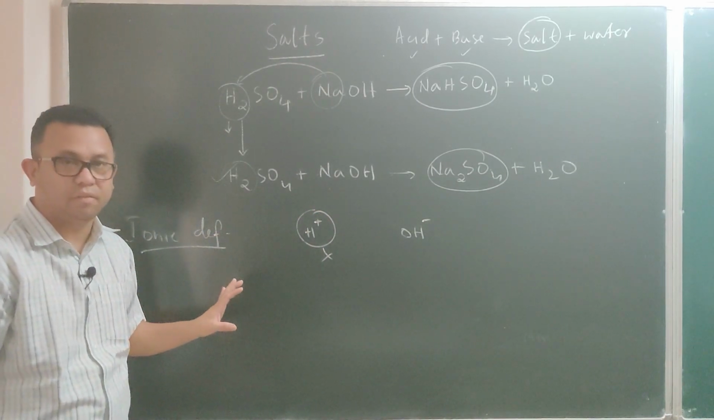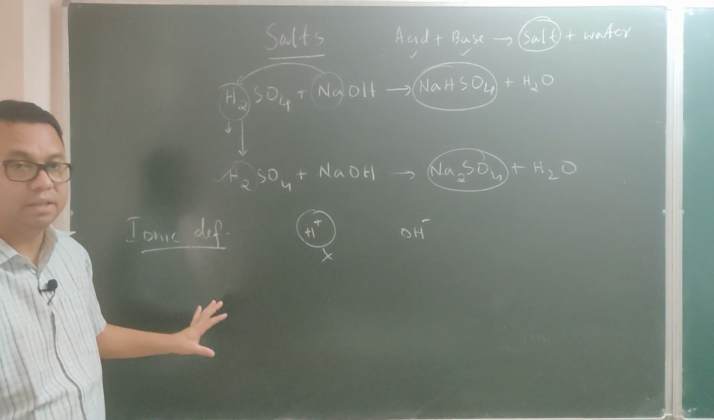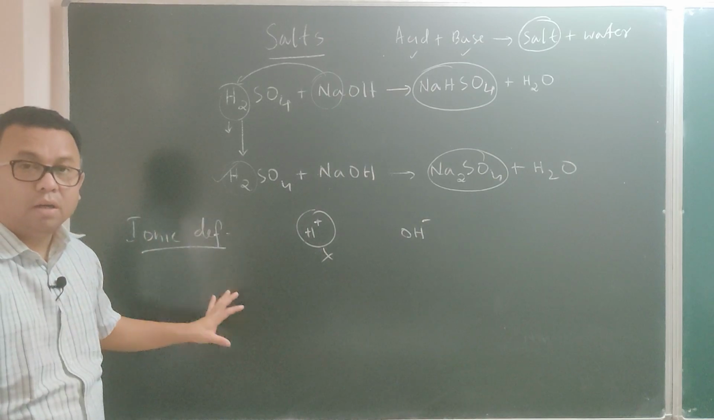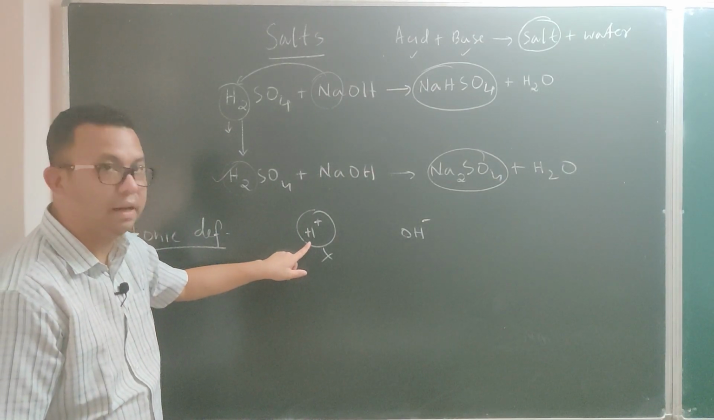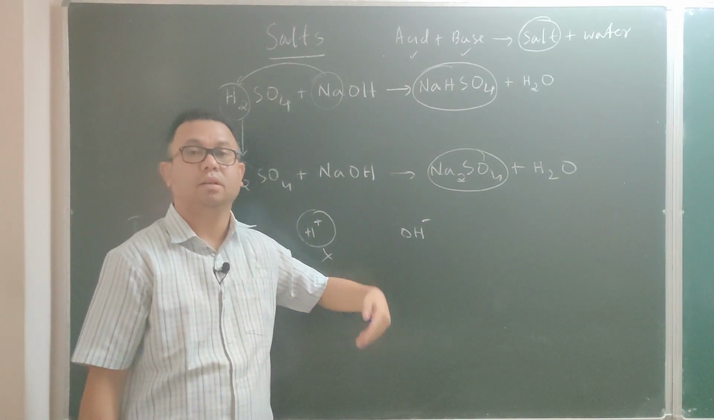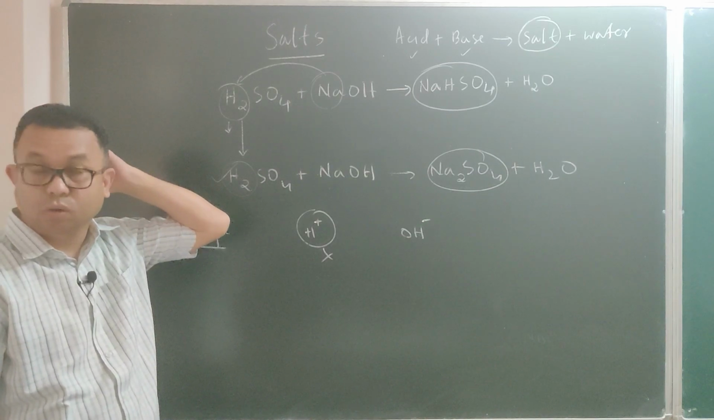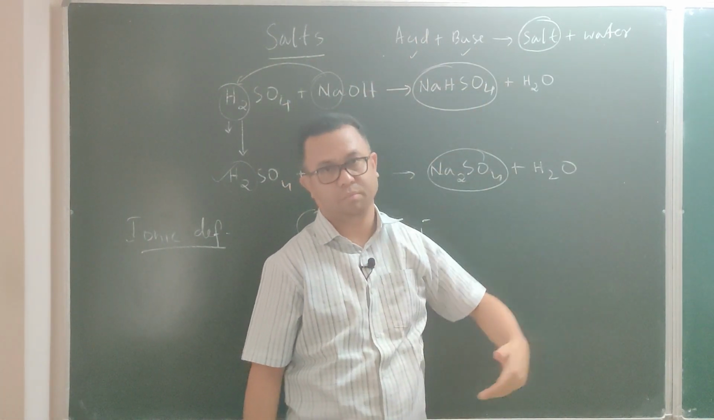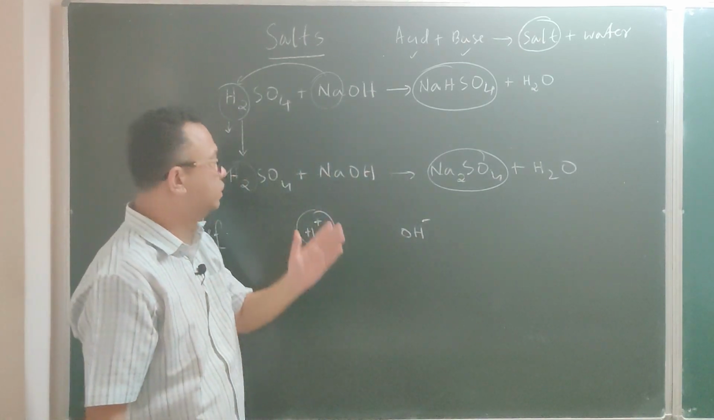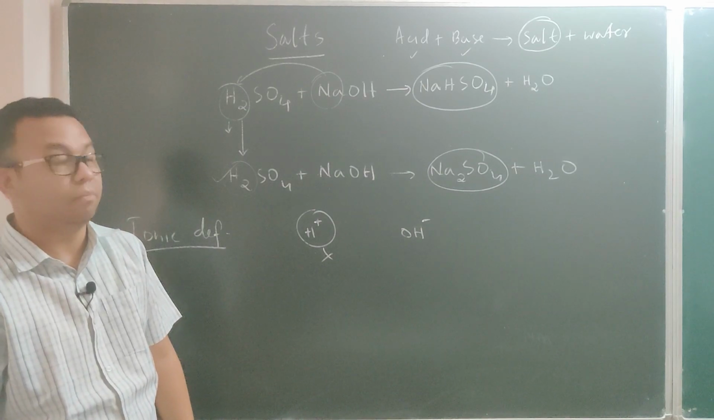So again, for the last time, the ionic definition of salt is that salts are those compounds which when dissolved in water produce cations other than hydrogen ion and anions other than hydroxyl ion. This is the ionic definition. And the definition I told you earlier, that salts are compounds formed by the neutralization of acid and base, was a very easy definition, but don't say that, it is not a proper definition. What I said just now is the proper definition of salt.